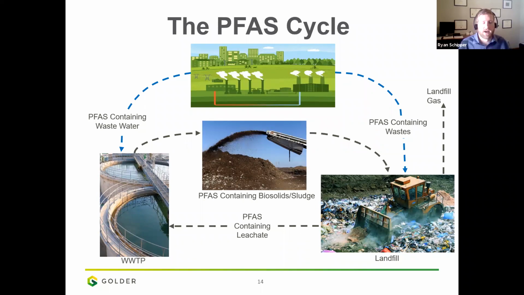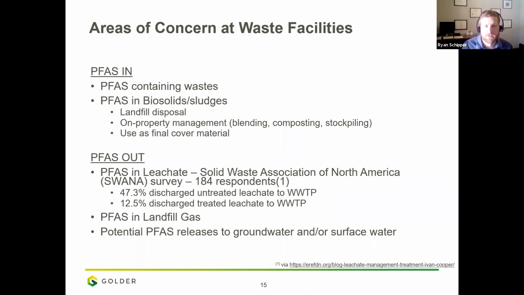So kind of just to highlight that a little bit, the areas of concern for waste facilities, in terms of PFAS coming into the landfill: we have PFAS containing waste. We have PFAS in biosolids and sludges that can be directly disposed of in the landfill. There could also be on-property management, blending, composting, stockpiling with PFAS sources. And sometimes these biosolids and sludges have been used for final cover material.